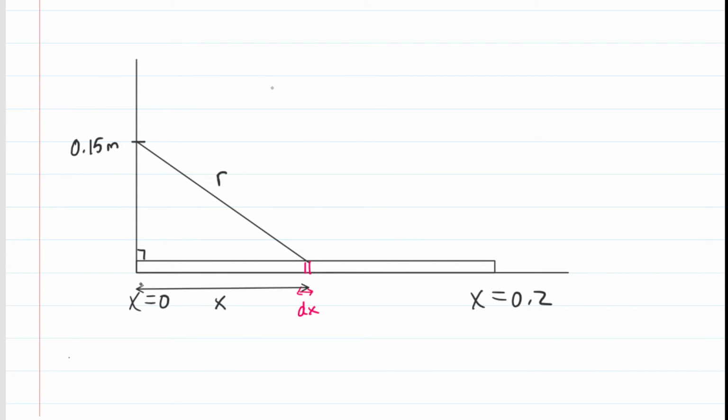We have the distance from the origin to our little differential charge element, and that is labeled as x. Now, we're going to actually want to find an expression for r in terms of x. That way, when we integrate, we have one consistent variable.